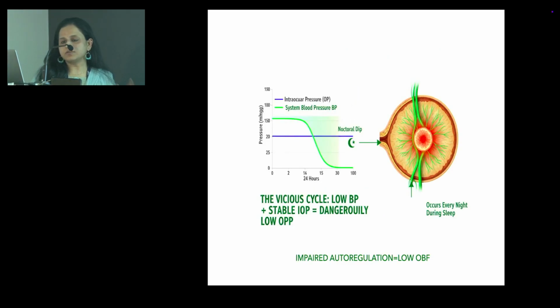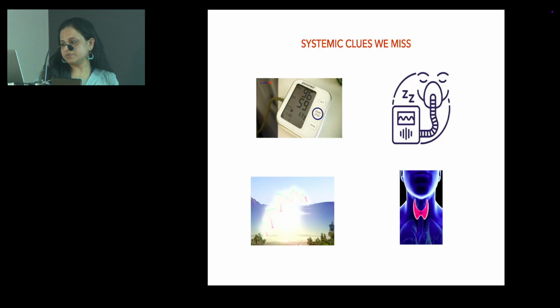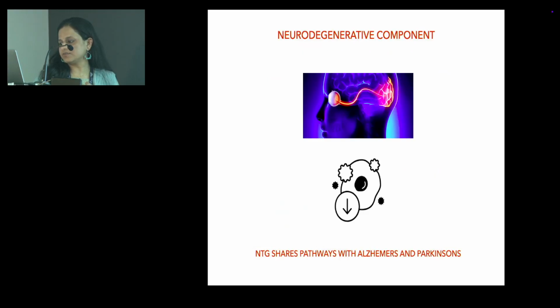As I said, this occurs as a vicious cycle. Every night, normal people also can have low BP during sleep. When BP decreases, autoregulation happens and blood flow increases. But in these patients, the different phenotype patients, because of failed autoregulation, low ocular blood flow happens. So the systemic clues we should look for are hypotension, nocturnal dips, migraine history, sleep apnea and thyroid abnormalities.